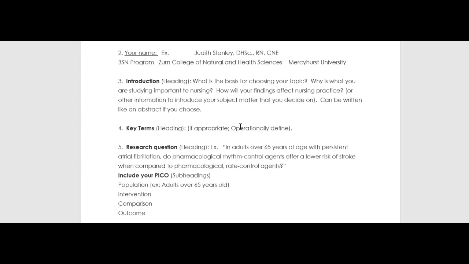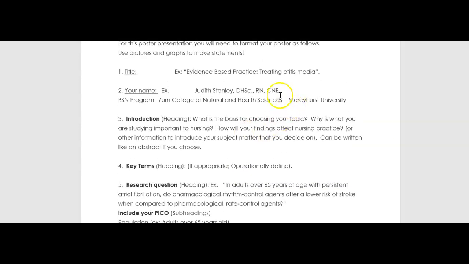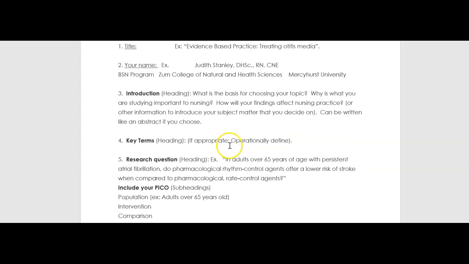So if you're using health-related quality of life, give the reader a definition: what do you mean by health-related quality of life? Oftentimes there are going to be key terms. I would say you should probably have at least two. If you can't think of anything, then okay, fine, that's all right too. But you want to have some key terms.